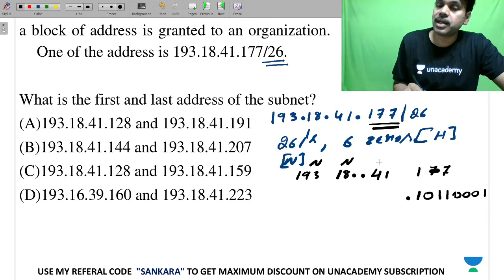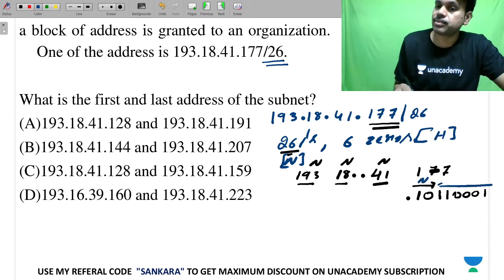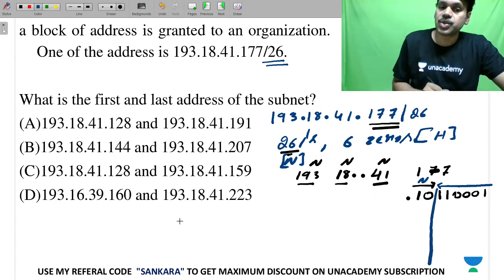NID, NID, and NID, because there are 26 ones. So 8, 8, 8, and here 2 more bits are there for NID. This is also NID. And the last 6 bits, whatever are there, that is your HID. So give a gap. So you want the starting block number.